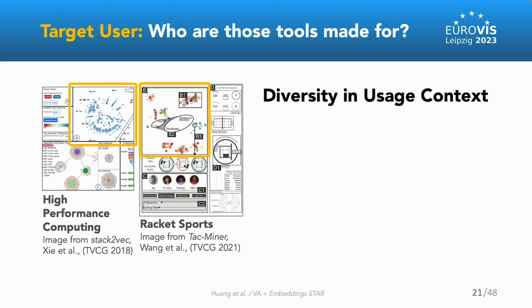The first question you might be asking is, who are those VA plus embedding tools made for? Even though there is great diversity in usage contexts, such as the figures on the left showing a work that embeds code stack trees for visualizing anomalies of function executions in high-performance computing, or the ones on the right embedding table tennis strokes in their VA system.